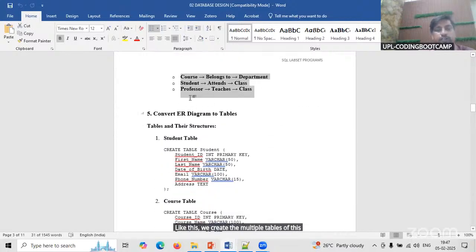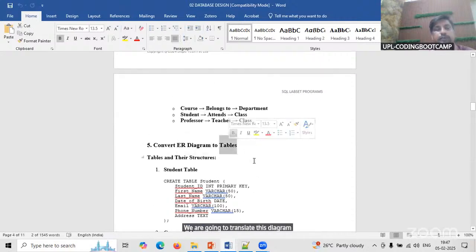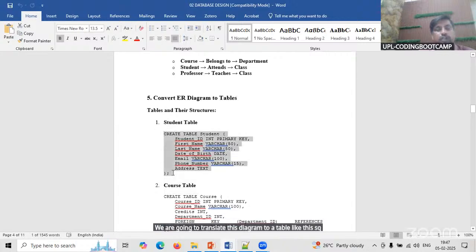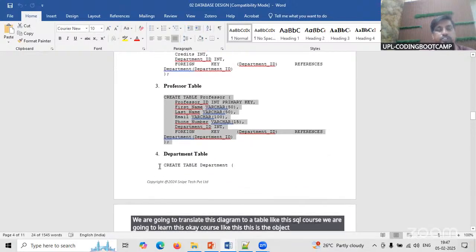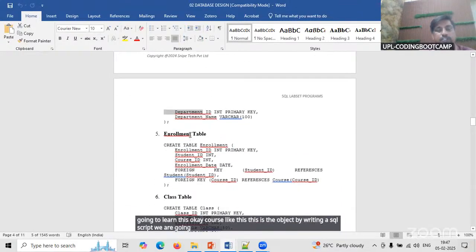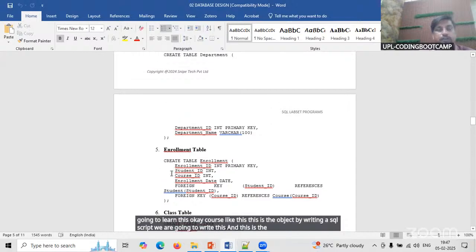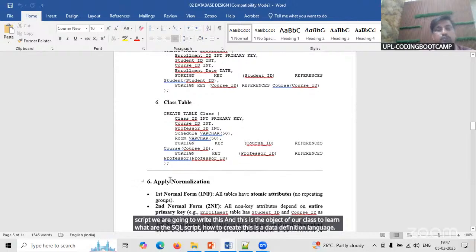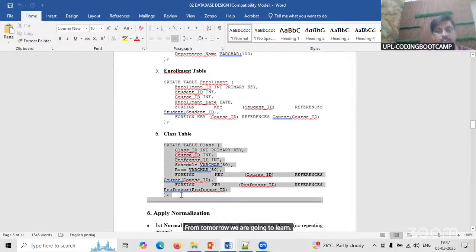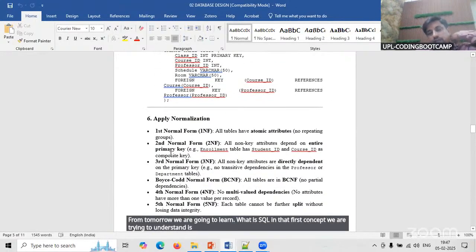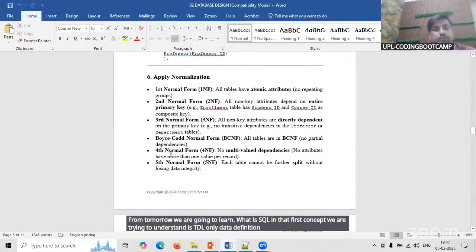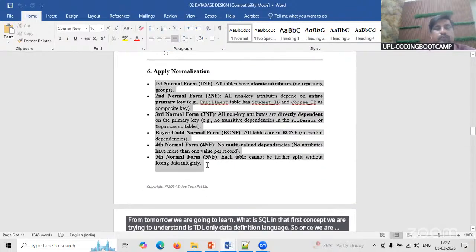Once this is done, we are going to translate this diagram to tables using SQL queries. We are going to learn this in this course. By writing a SQL script, this is the objective of our class: to learn what the SQL scripts are and how to create them. This is data definition language. From tomorrow, we are going to learn what SQL is. In that, the first concept we are trying to understand is DDL only, data definition language. Once we have done that, we will verify with normalization.